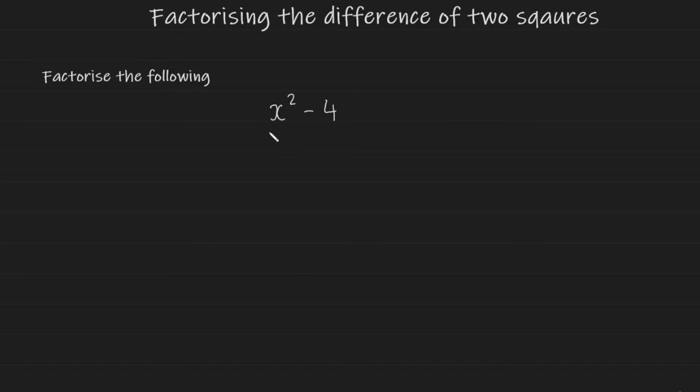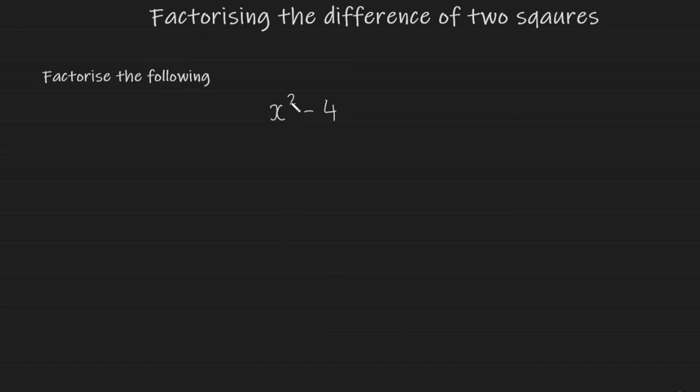Today we're going to be looking at the difference of two squares and how to factorize such expressions. So first things first, how do you know when you're dealing with an expression that is the difference of two squares? Well, it's going to be two terms with a minus symbol in between, and the two terms are square values. So let's take a look at this example here.